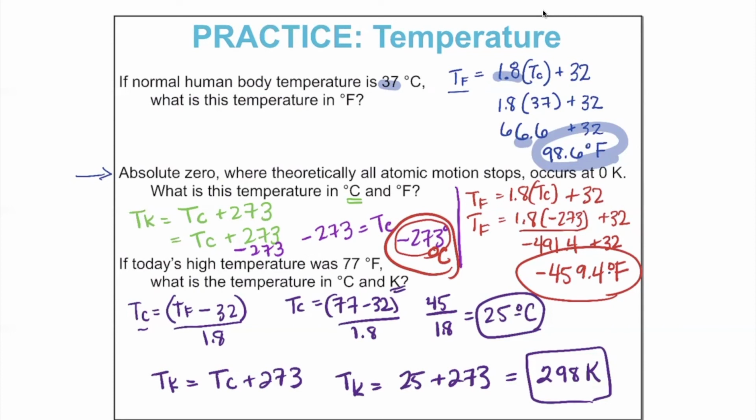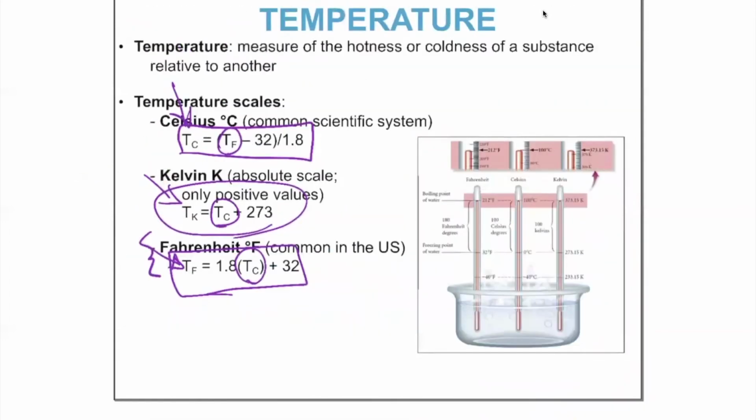Okay, so there you have it. This is what we're going to have to know. We're going to have to know how to go from Celsius to Fahrenheit, like this question. We're going to have to know how to go from Kelvin to Celsius, like this one. We're going to have to know how to go from Celsius to Fahrenheit, like this one. And then we're going to have to know how to go from Fahrenheit to Celsius here, and then from Celsius to Kelvin here. So those are the different ways that we'll be able to do these temperature conversions using the equation on the previous page.